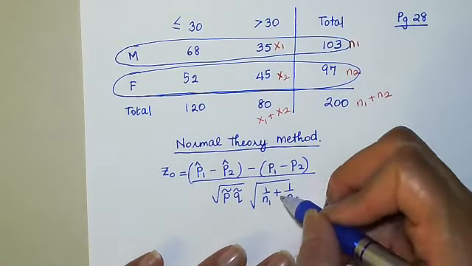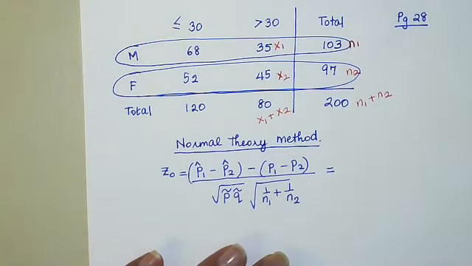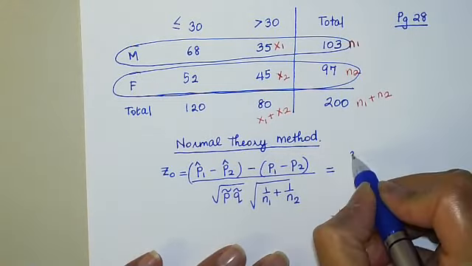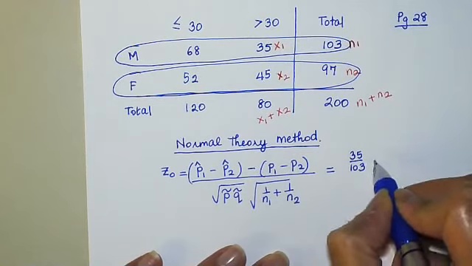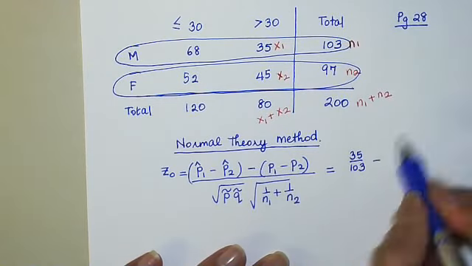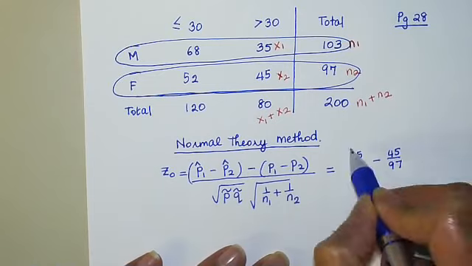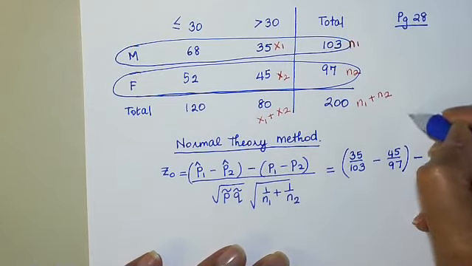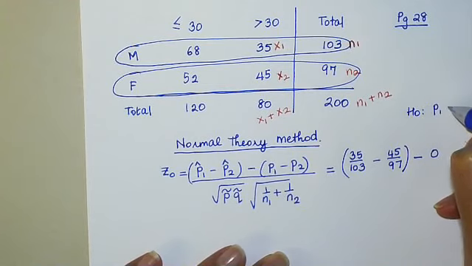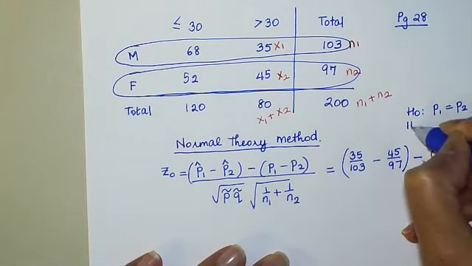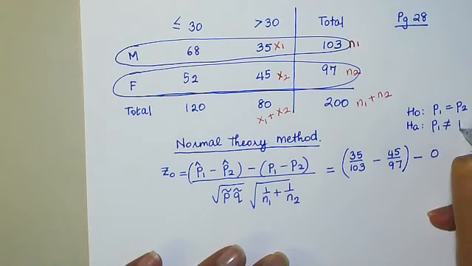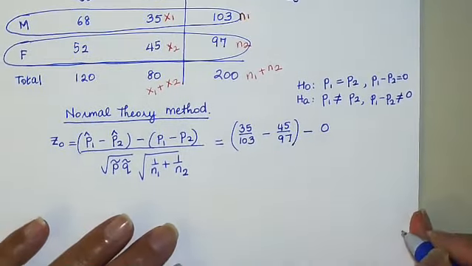I'm doing this because if this is something different than 0, you have no choice but to go this route. Okay, so P1 hat, we said, is X1 over N1, which is 35 over 103, minus P2 hat, 45 over 97, minus 0 in this case, because I'm testing H0: P1 equals P2 versus HA: P1 not equal to P2. And then I'm going to bring the P2 to the left side. P1 minus P2 equals 0, and this is P1 minus P2 not equal to 0.